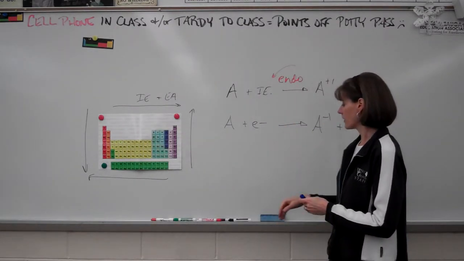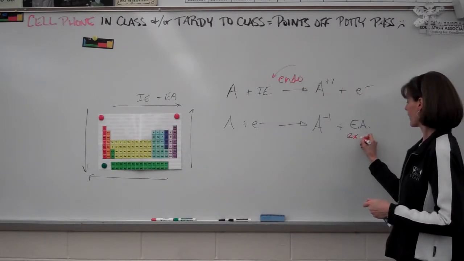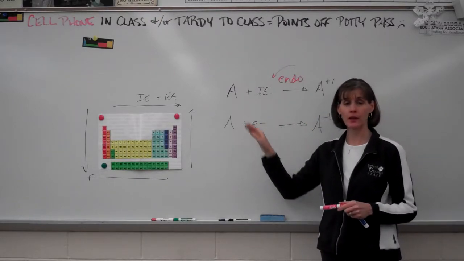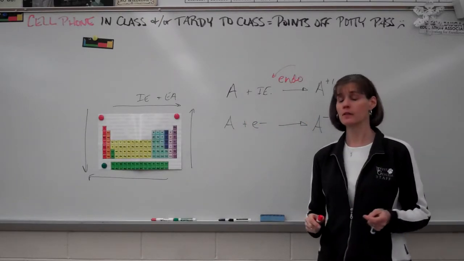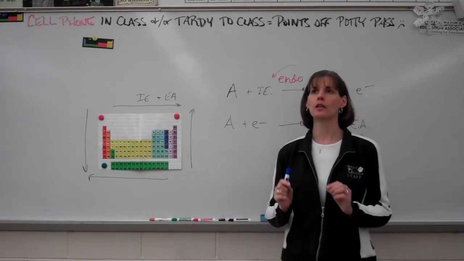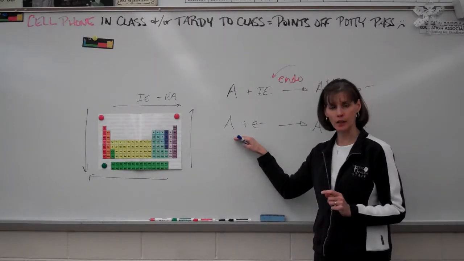This process is exothermic, because the energy is on this side. So we have exothermic over here, endothermic for this one. There are a few elements on the table that will take another electron if we force them to. So there's an exception to this second equation.